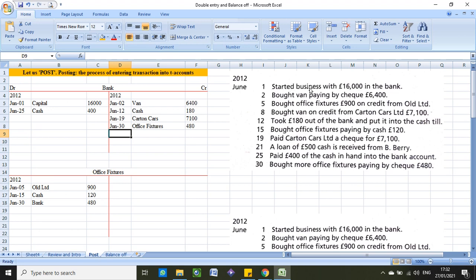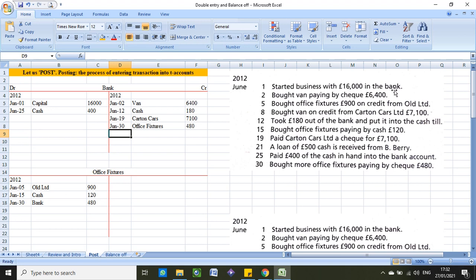$16,000 to start the business. So the business now has $16,000. Thanks to who? It did not appear by magic. It was the owner who invested or brought this money here. So we call that capital, which represents the ownership of the proprietor. So the two accounts that will be affected here will be bank and capital.